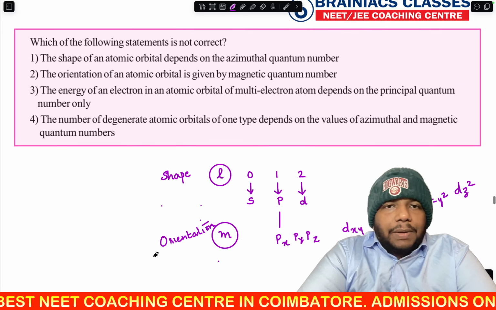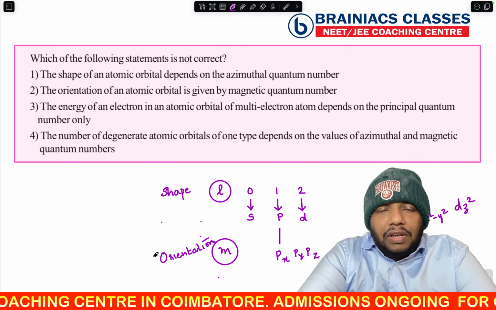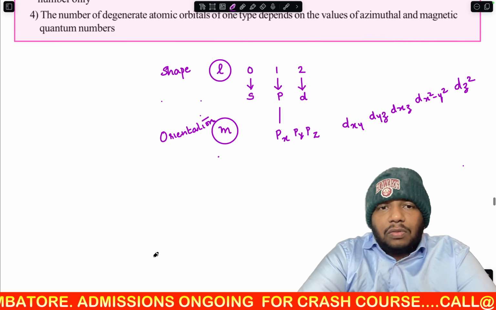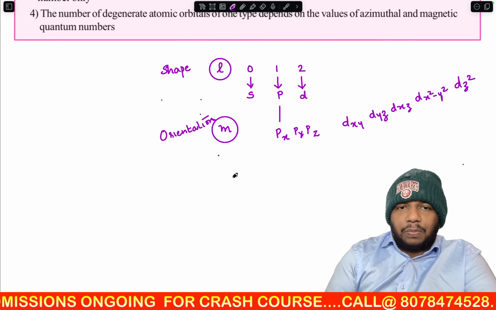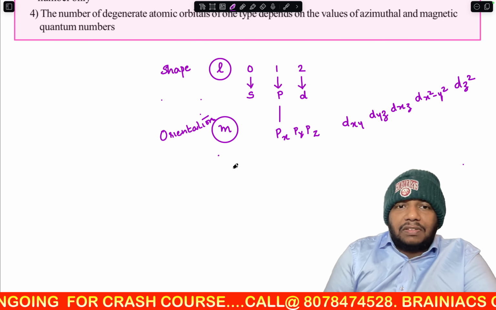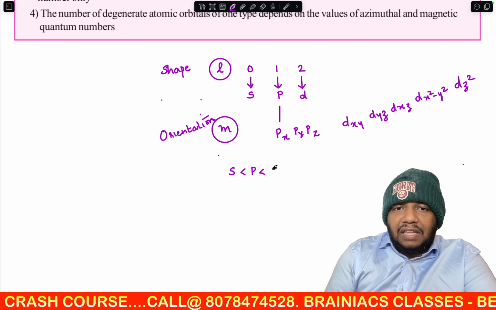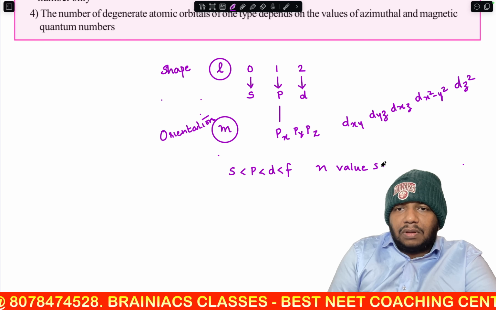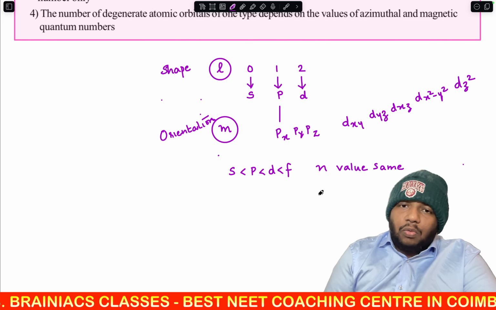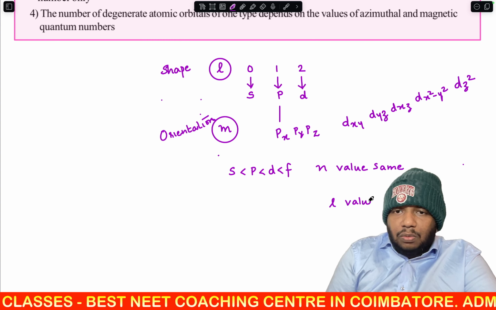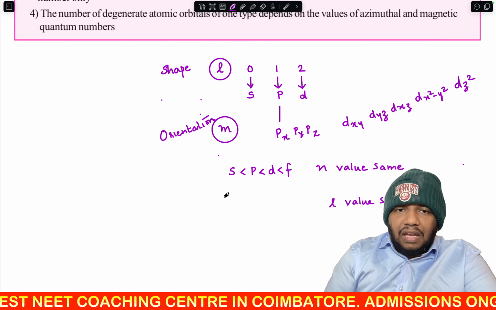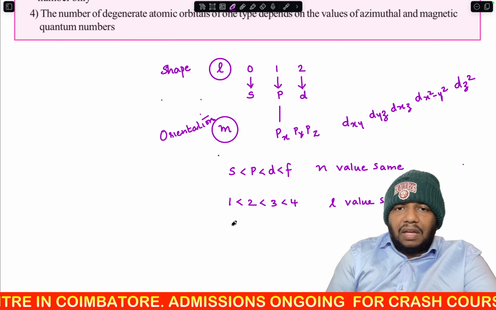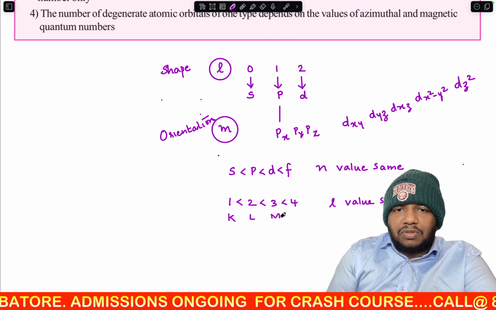Clear? So the next one: the energy of an electron in an atomic orbital of a multi-electron atom depends upon principal quantum number only. That is wrong, because we learned in 2 different aspects that when n value is the same, it depends upon s, like p, then d, then f will come. Now when L value is the same, it will be K shell, L shell, M shell and N shell.